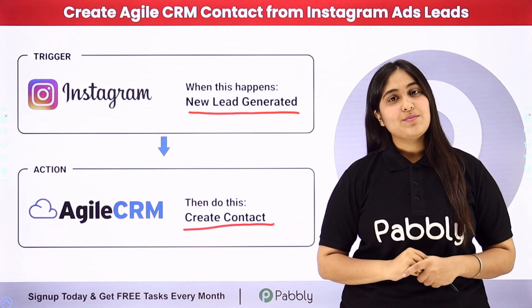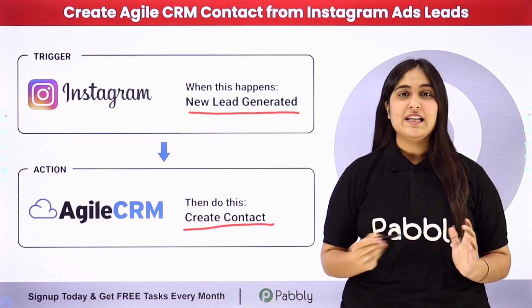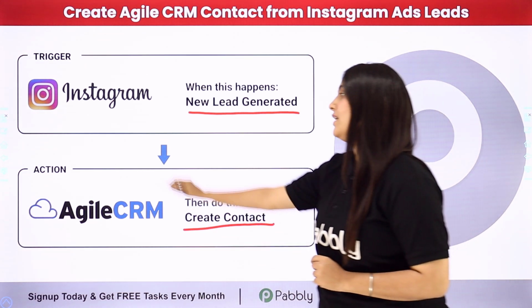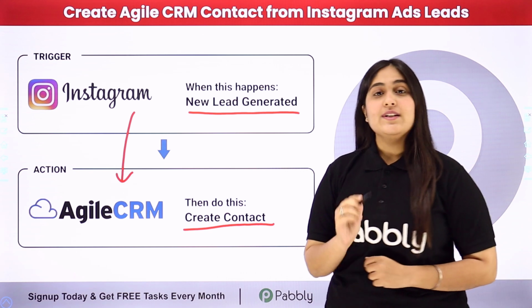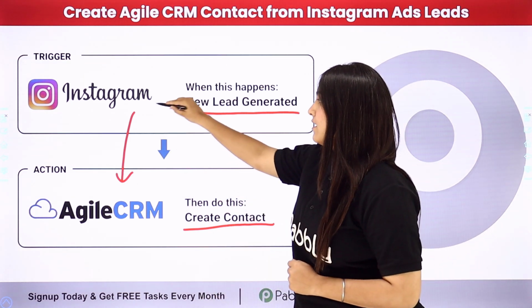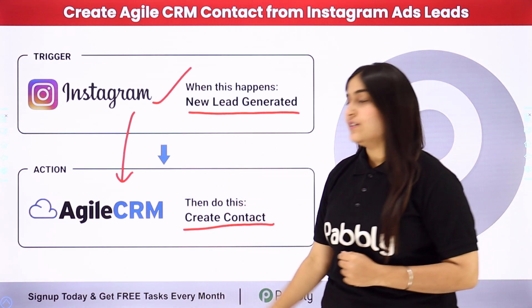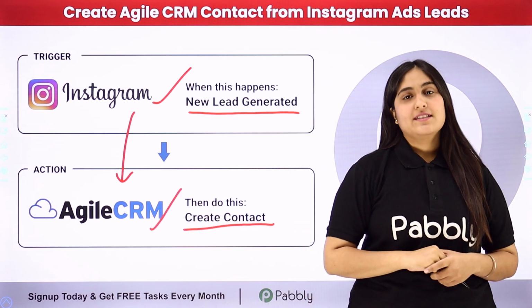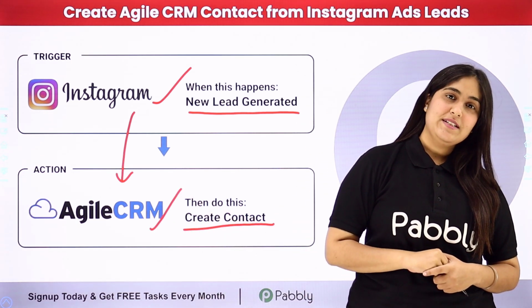So to automate this process, we will use an automation software named Pabbly Connect, in which we need to connect a trigger and an action. So in this process, our trigger application will be Instagram lead ads and our action application will be Agile CRM. So to learn this process step by step, let me take you to my screen.